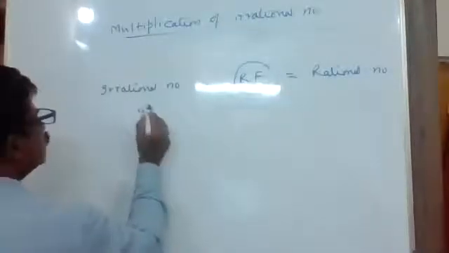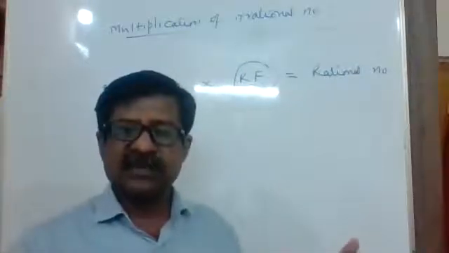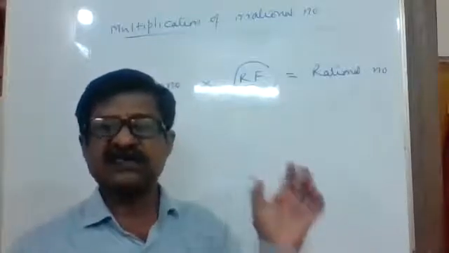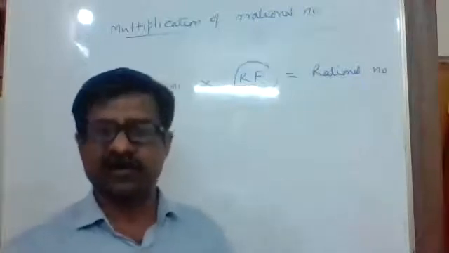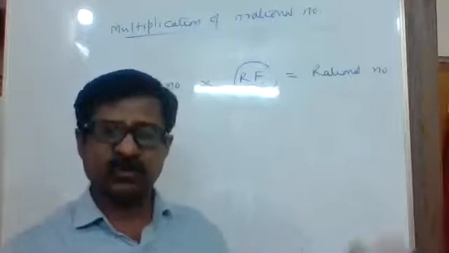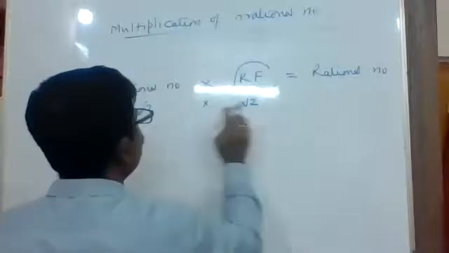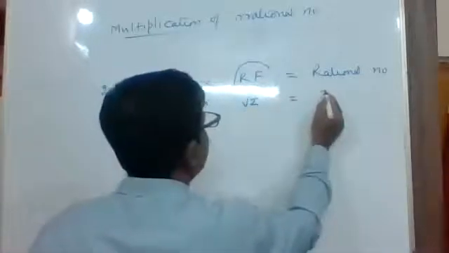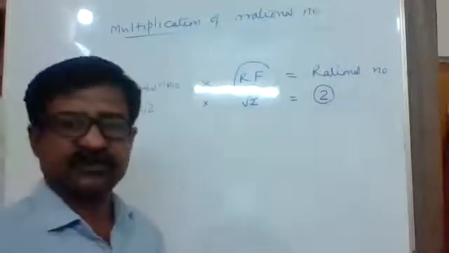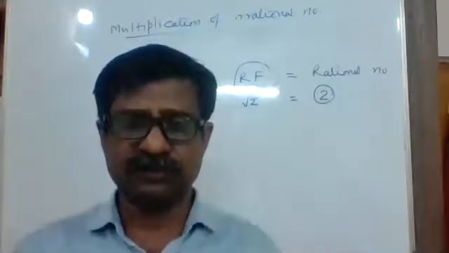For this, suppose we take root 2. This is an irrational number. It has a single term, which is known as a monomial. And a monomial's rationalizing factor is the same monomial. That means root 2's rationalizing factor is root 2. Because when you multiply root 2 and root 2, the result will be root 4, which is equal to 2. It becomes a rational number, the radical sign is removed. Therefore, the rationalizing factor of a monomial is the same monomial.